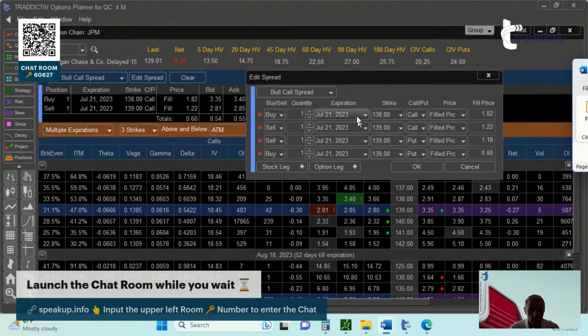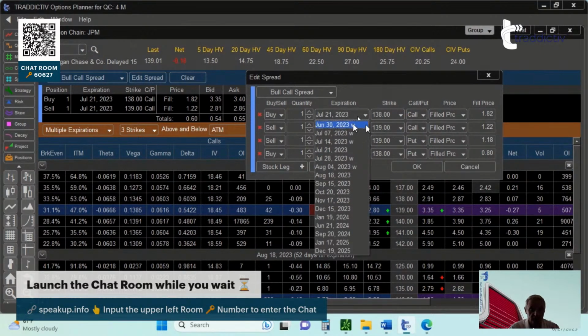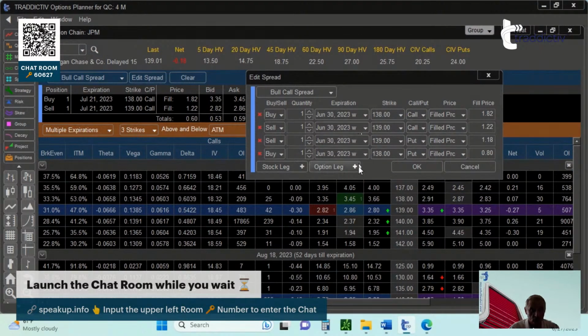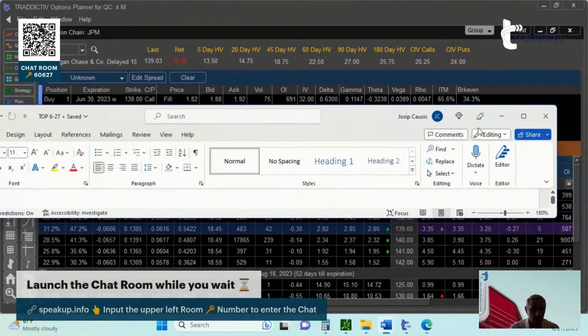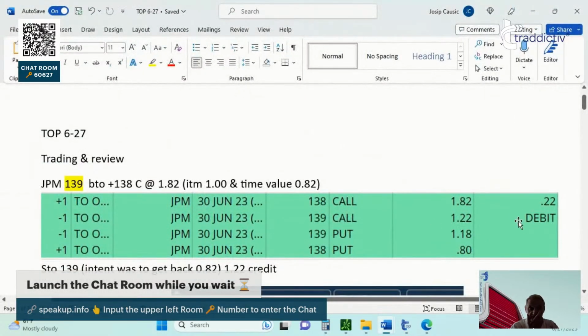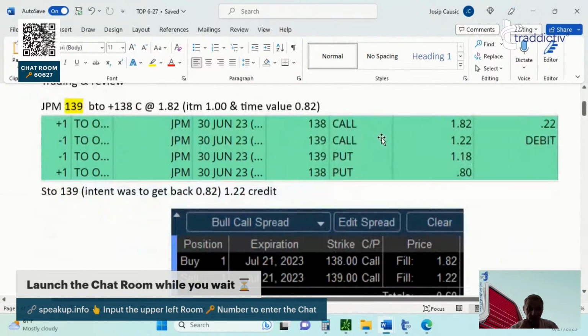But over here, what do I need to do? I need to put it on June 30th. I need to align everything to June 30th. And now when I click OK, it shows that it's 22 cents, which is the exact amount that I have calculated here. Not that I calculated, but that the paper trading account has filled me in.